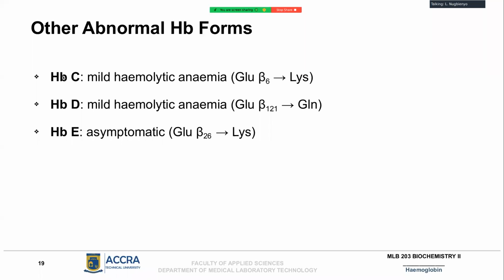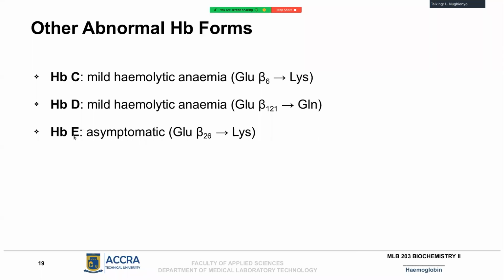That is the hemoglobin C. Here, then we have the hemoglobin D, also being mild, also giving some mild anemia. Here it is at the 121st position on the gene, which is also supposed to be glutamate, but this time around it will be glutamine. Instead of glutamic acid, it is glutamine. That will give you the hemoglobin D.